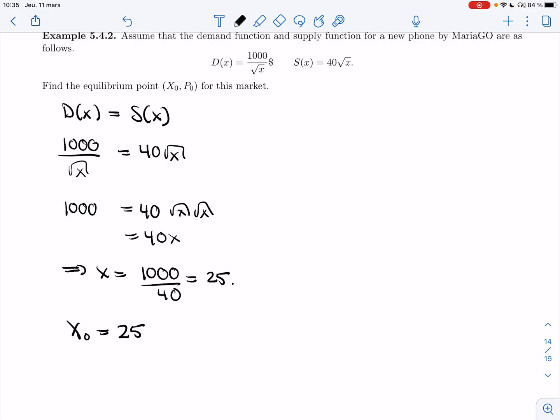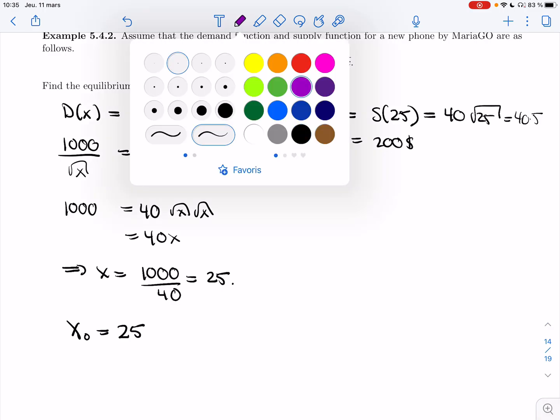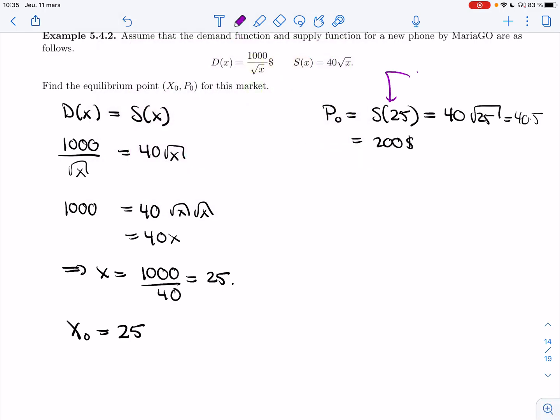And then I need to find p0. So to find p0, since it's the intersection point of the two curves, you could use either. If I use x of 25, I'm going to get 40 root of 25. I'm going to get 40 times 5. I'm going to get 200. You could use d of 25 as well.